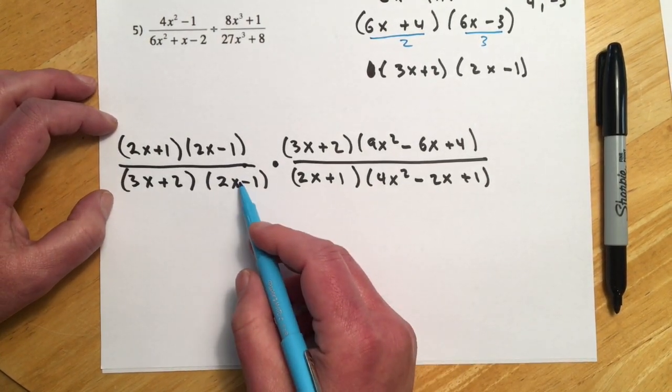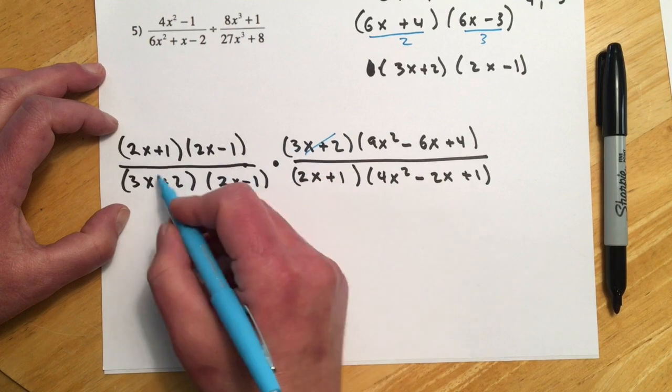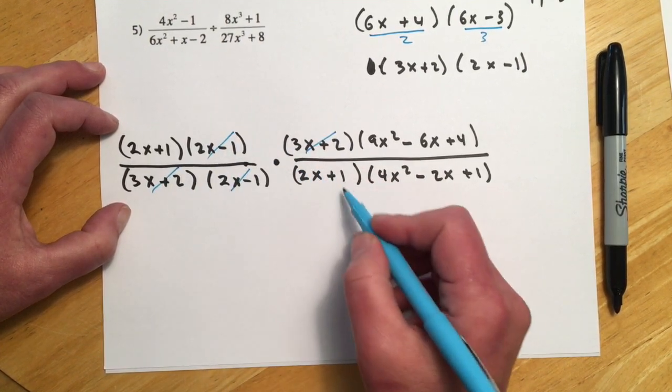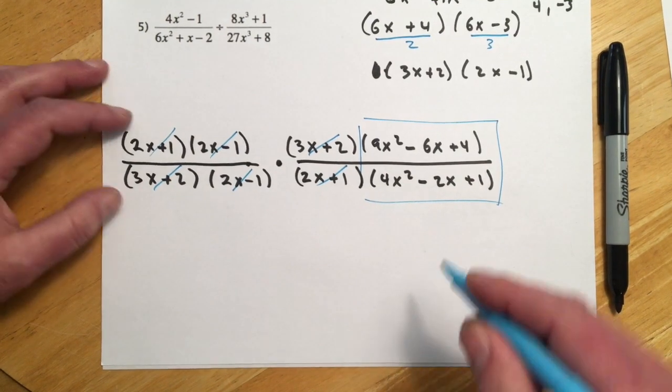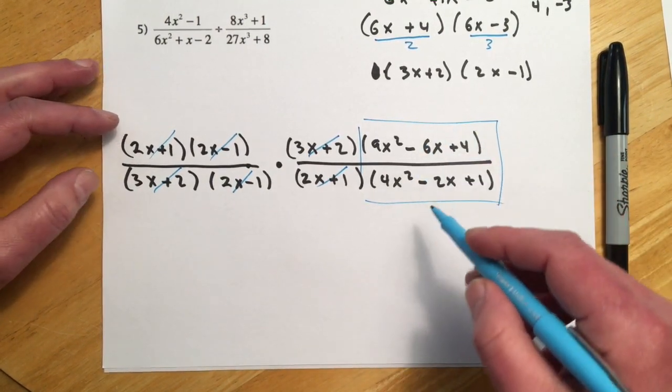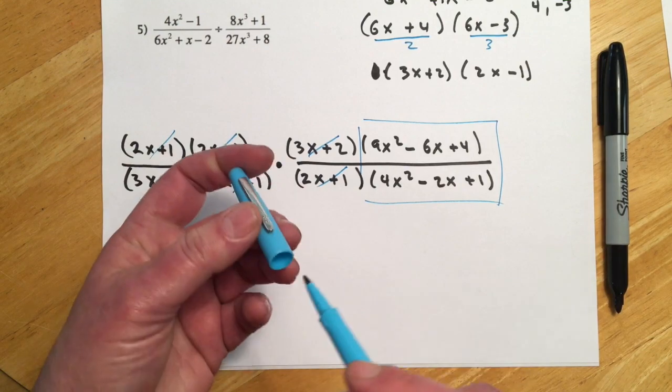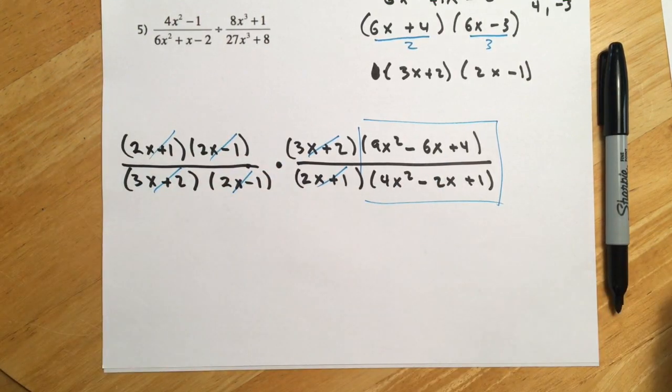If I cancel what's common, those go, minuses go, pluses go. And then right there, that would be my answer. And then remember with the cube formula, this cannot factor any further, so don't try to make it better. That's as good as it's going to be.